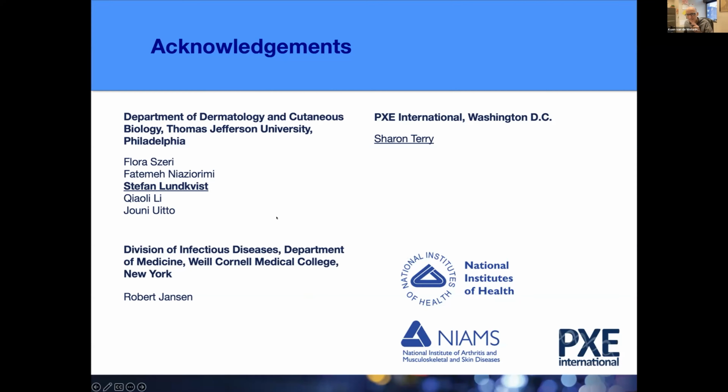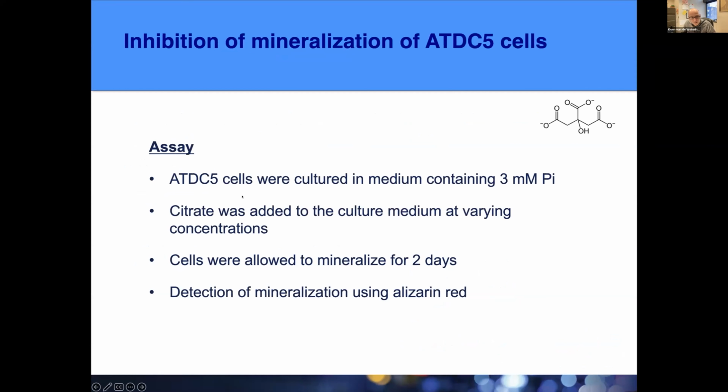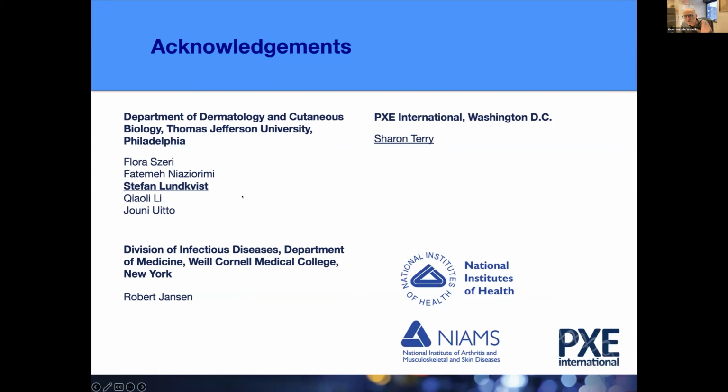Great. Can I thank one particular person, and that's Stefan Lundqvist. Because he was the one that did all the experiments that I presented today. So he really thought this assay out himself for a major part. So he was really very instrumental to develop this test.